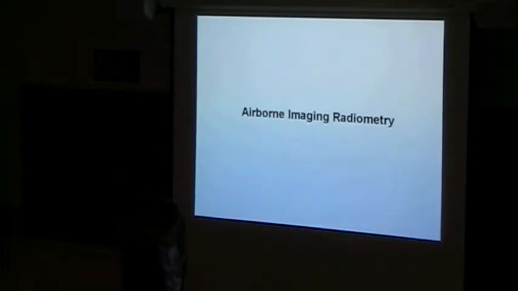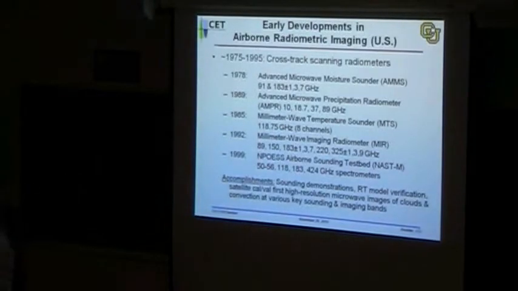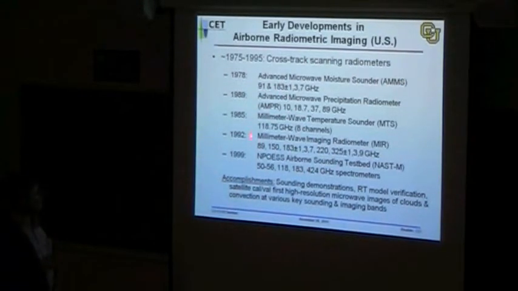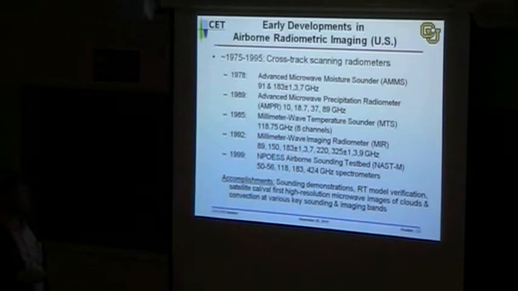So, airborne imaging radiometry came about basically in the mid-1970s. As soon as people recognized that they could do interesting things with radiometers, they started building these and putting them on aircraft. This is a rough history of the various instruments that were built up to around 1995. The first one, in the US at least, was built and flown in 1978. Then several others followed that. They all had different frequencies. They all started pushing higher and higher in frequency and developing more and more sensitive calibration. Here's one in 1992 where we first developed a channel with a wavelength smaller than a millimeter.